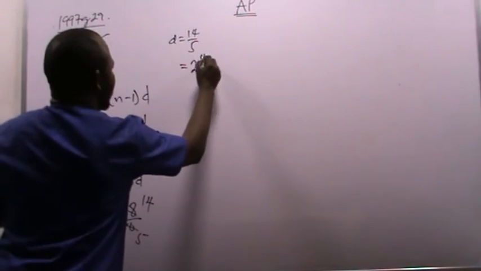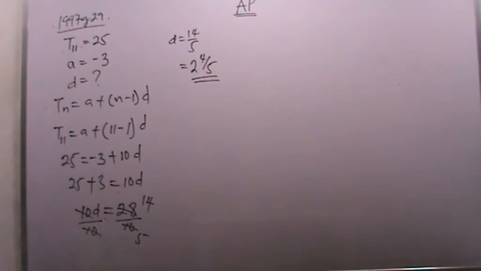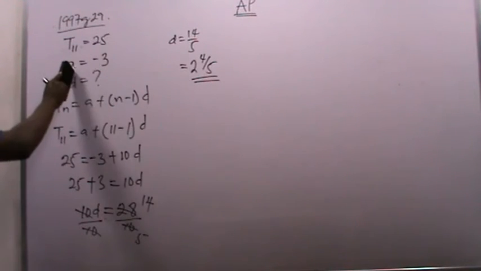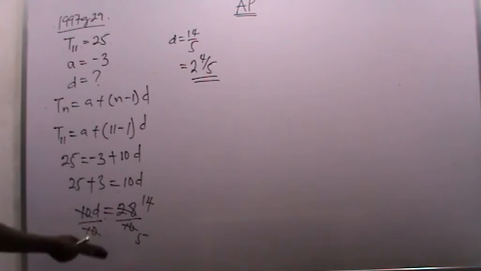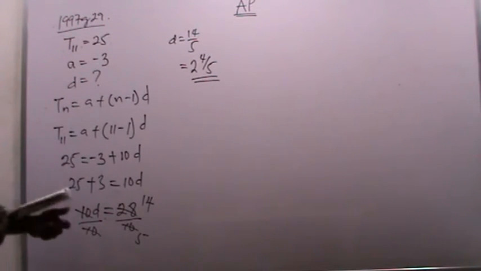Then you have 4 over 5. That is the common difference for that year. 1997, question 29. We were told that the 11th term is 25. The first term is minus 3. And the common difference is unknown. And this is the way to solve it. That is the first question we are taking.